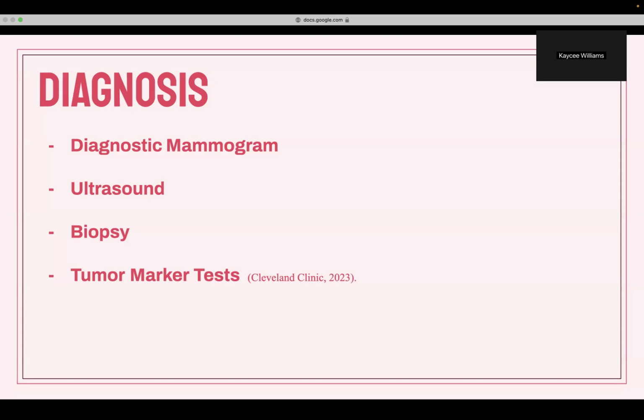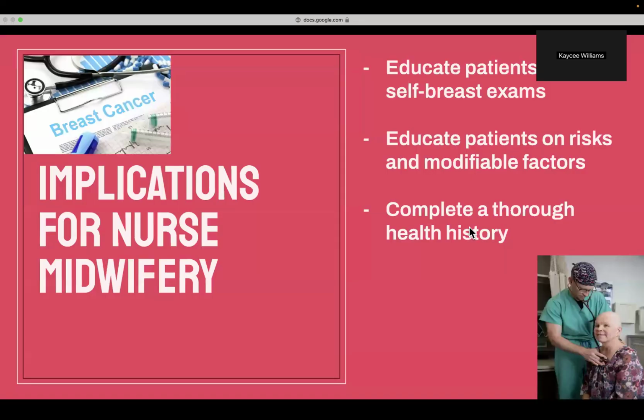This test can be a good factor in determining the success of cancer treatment. Everyone normally has tumor markers, but they are just at a rapid rate when breast cancer is present. So moving on, the implications for nurse midwifery.